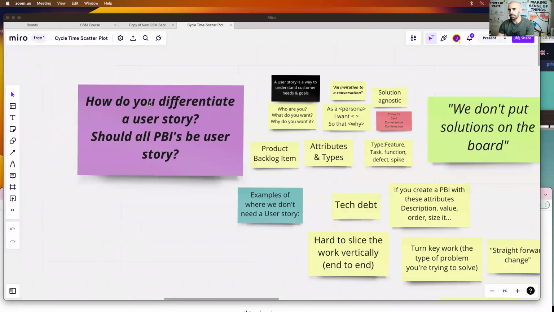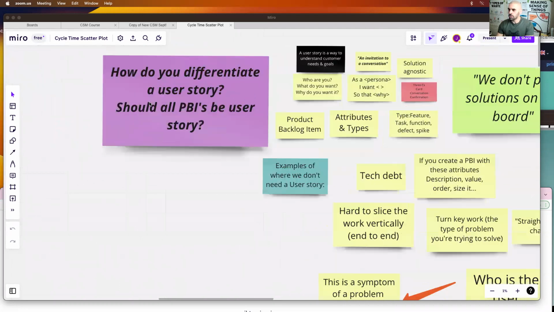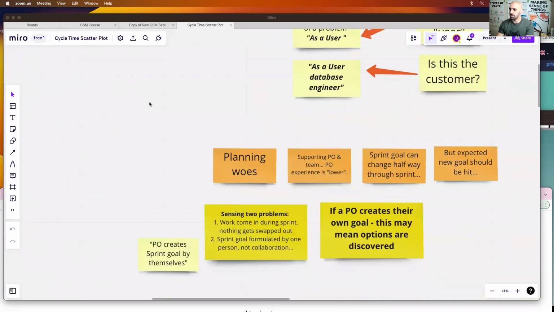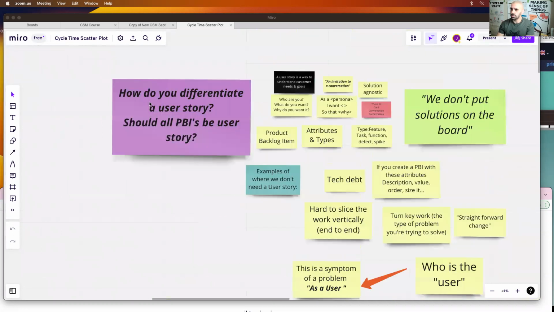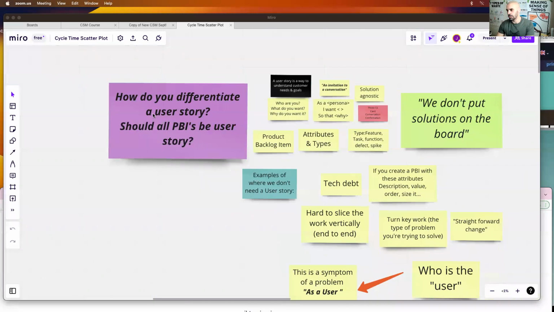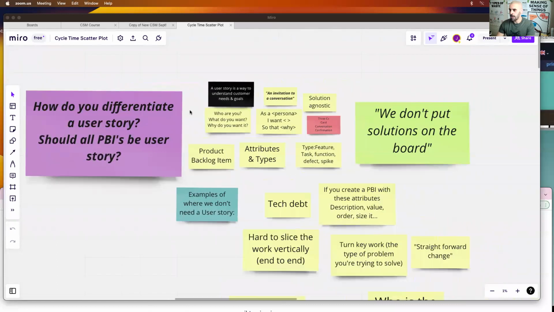So I want to try and keep this brief, but a long story short, we ended up with two conversations to speak around, and that was how do you differentiate a user story? Should all PBIs be user stories? So this is the first thing we want to tackle.